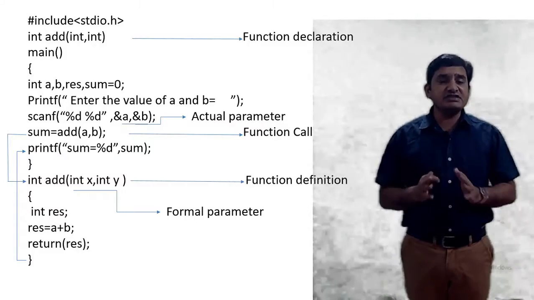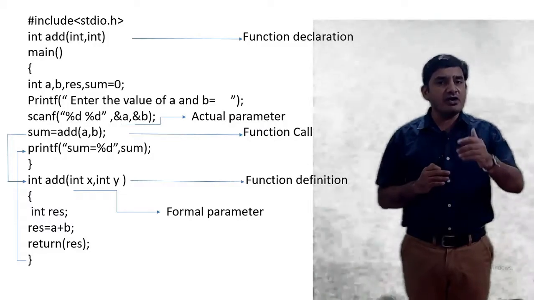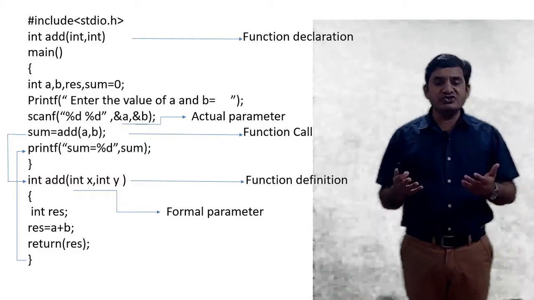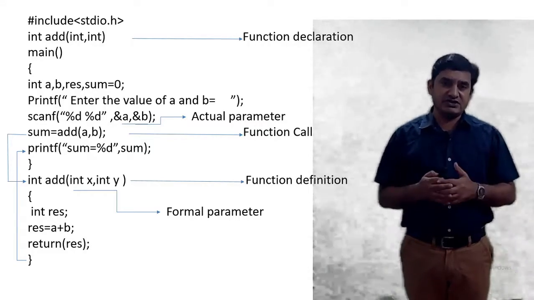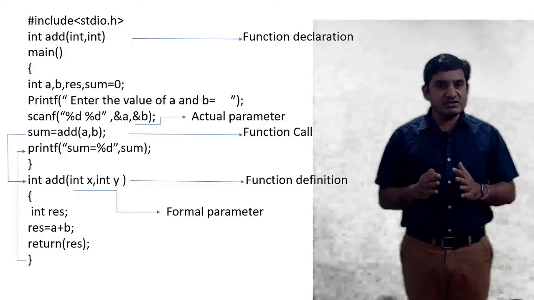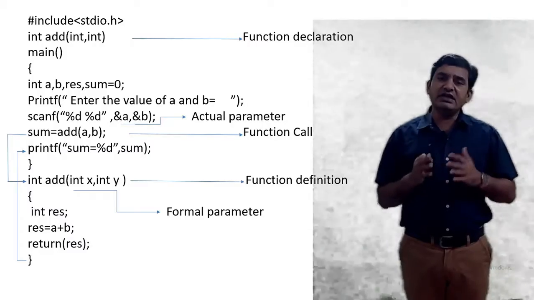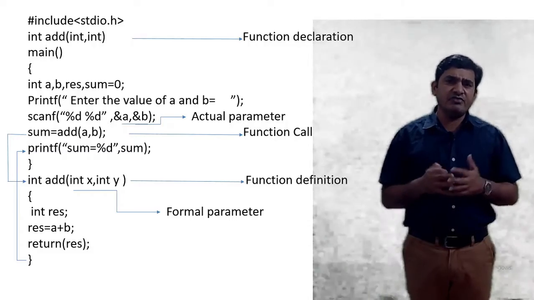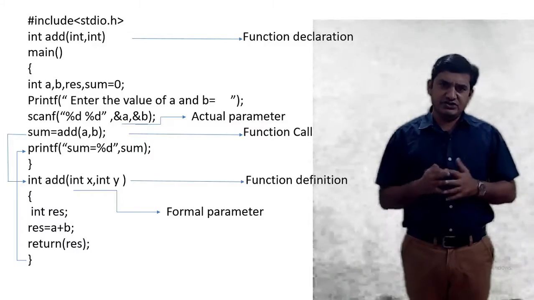So here three steps are very important. First, function declaration, which is above the main function. Then function call, which gives the logic of the program. And then function definition, in which there are the formal parameters. First #include, then int add(int, int). This is the data type, add is the name of that function, and then int because a and b are both integers.